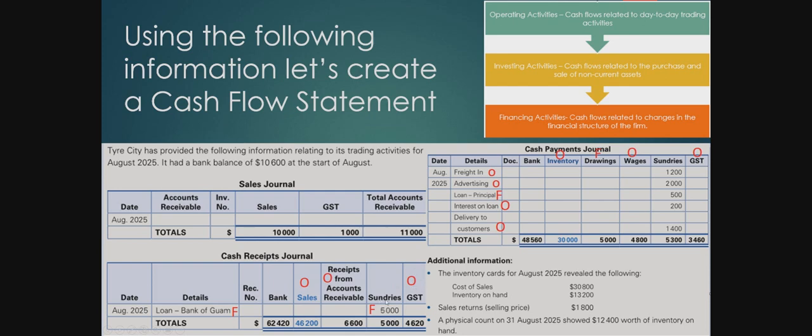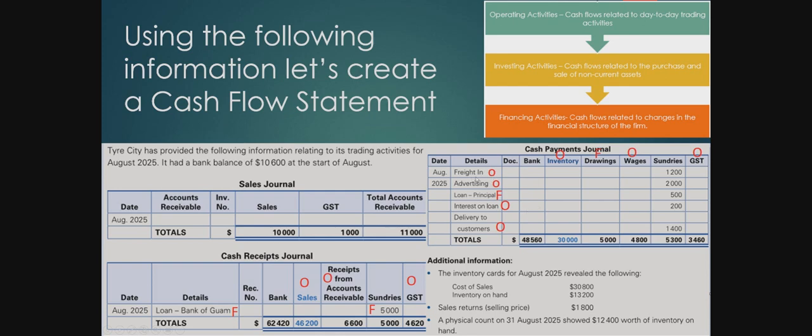So we have one item in the sundries, and we cannot put sundries in a cash flow statement because it's too broad of a statement. We have to look at the individual item and figure out where they belong. So in this case, the sundry is the loan to Bank of Guam. Since it's a loan, that's part of the financing activities because it changes the financial structure of the business. So in the end, these are all our cash inflows, and these are all our cash outflows.